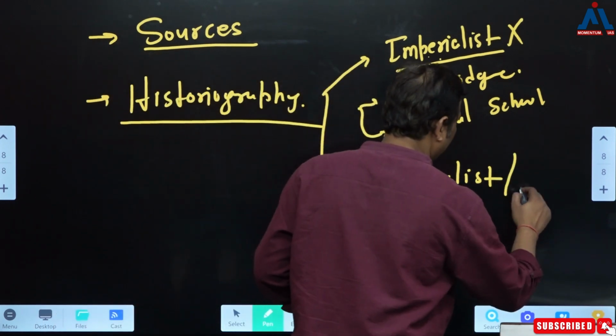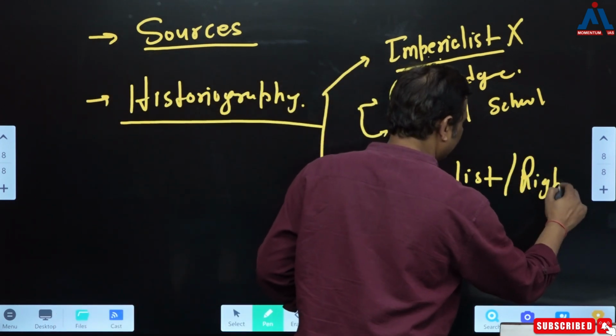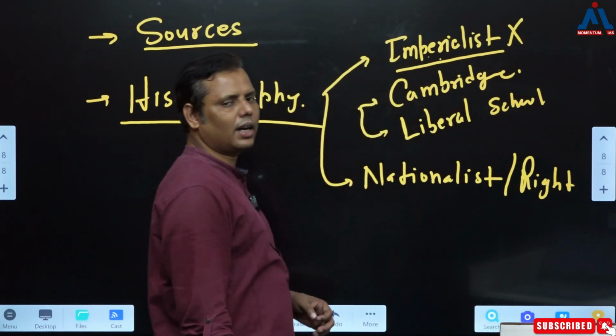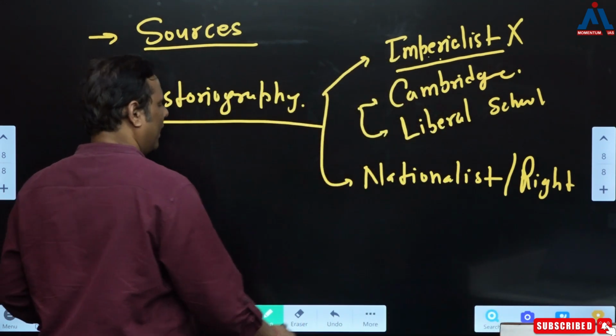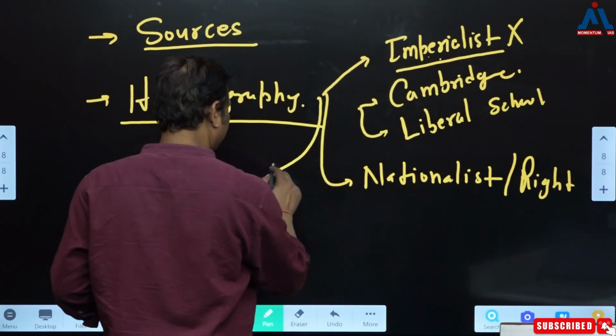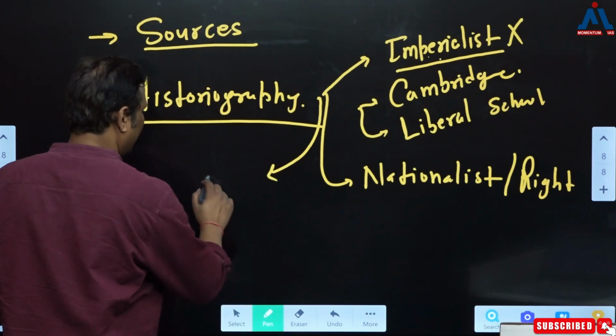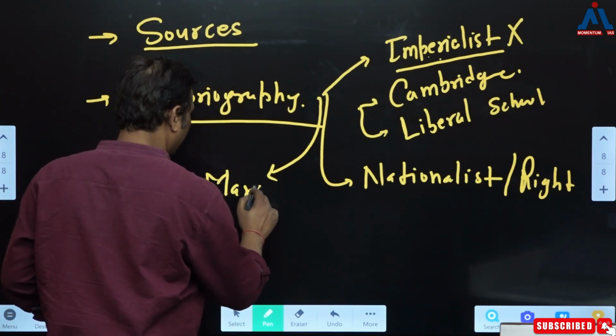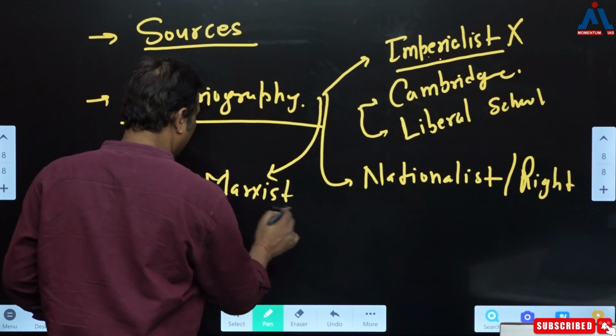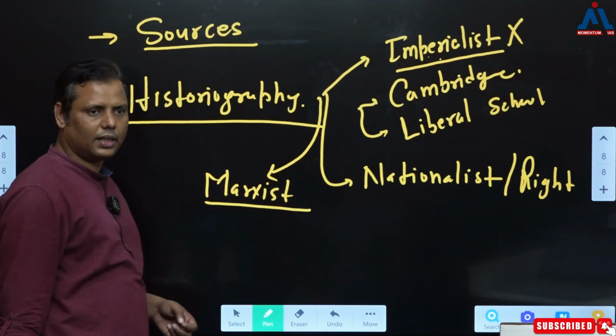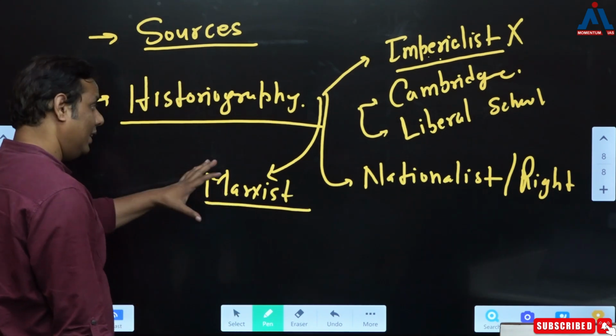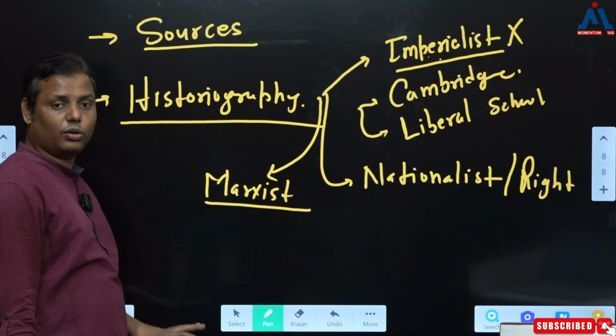Sometimes you also call it the right-wing scholar, correct? Okay, then it comes to the third thing. After the rightists, there's another school. There is much hue and cry these days regarding the Marxist school of historians, correct? And then finally, these three schools are mostly known to everybody, okay?